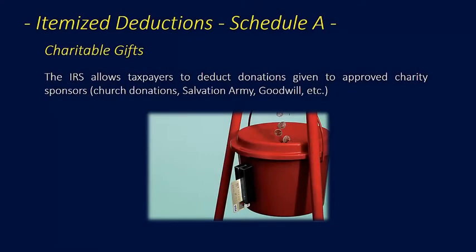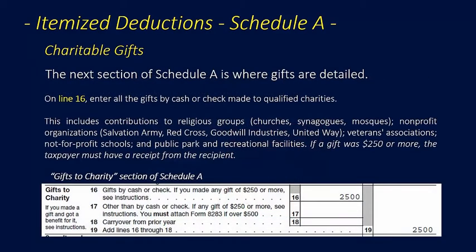Next, we'll cover charitable gifts. The IRS allows taxpayers to deduct donations given to approved charity sponsors, church donations, Salvation Army, Goodwill, and so forth. The next section of Schedule A is where these gifts are detailed.